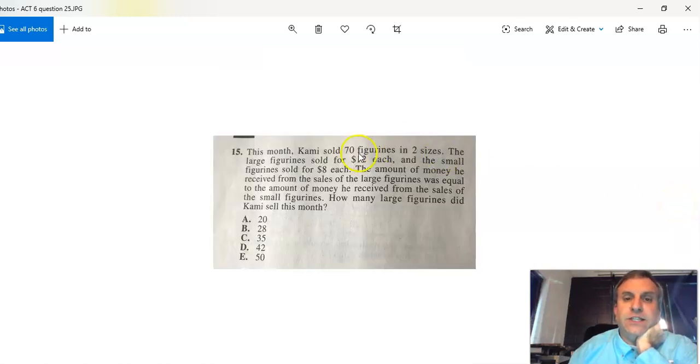Okay, she sold figurines, 70 in two sizes. All right. Okay, in two sizes. So this one I will do on the board in class tomorrow. This one takes a little bit. This is kind of an Algebra 2 question.